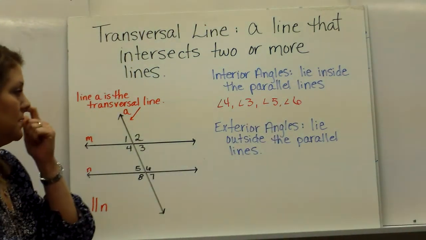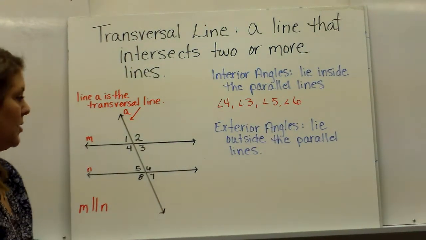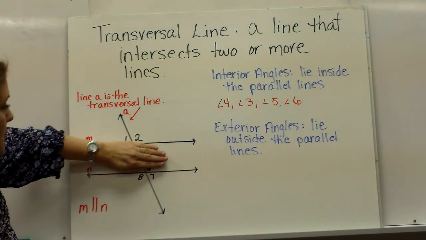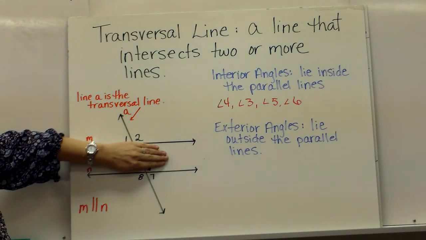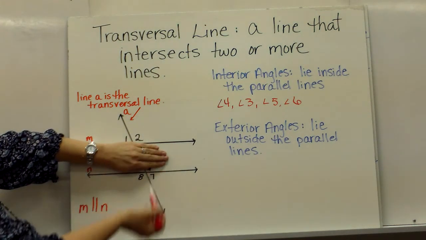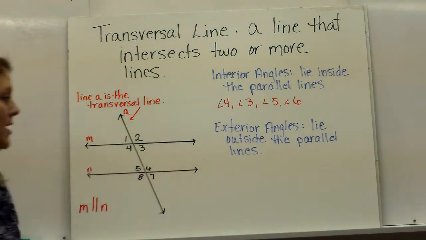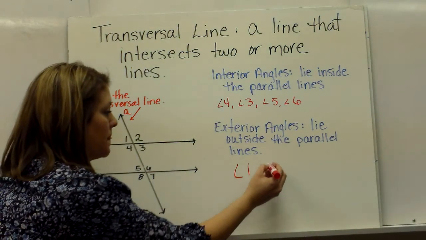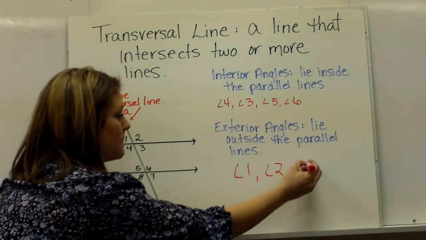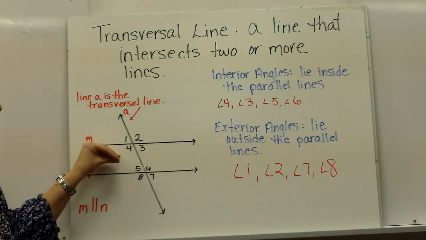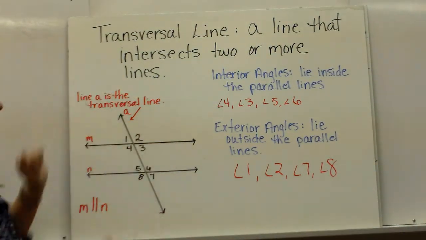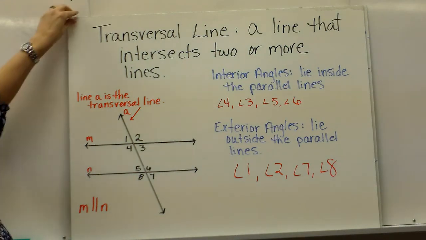The exterior angles are the angles that lie outside the parallel lines. So I can cover up those interior angles, and I have 4 that are on the outside of those parallels. Angle 1, angle 2, angle 7, and angle 8. Okay, so you have your interiors inside the parallel lines. You have your exteriors that are outside the parallel lines.